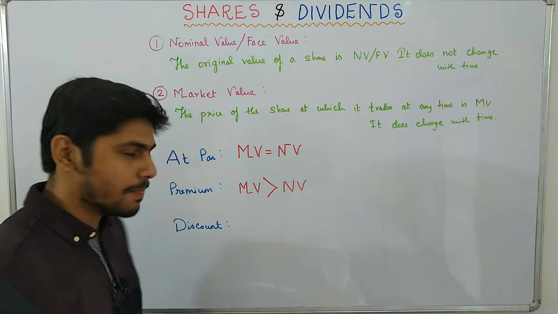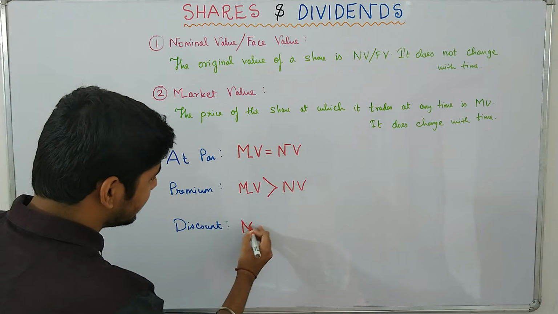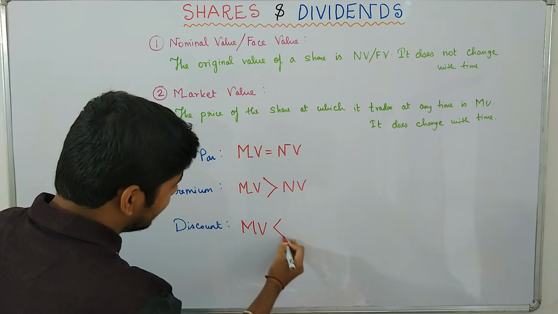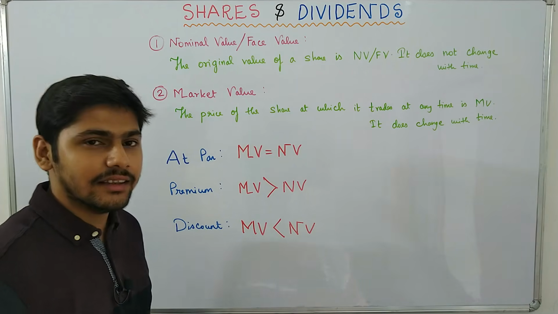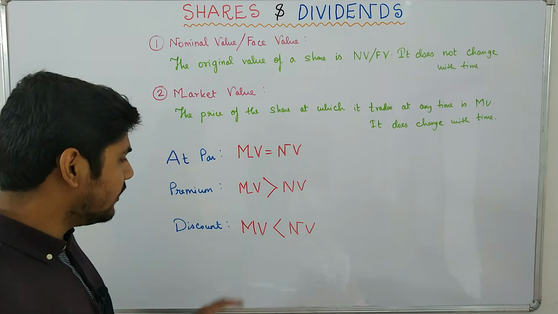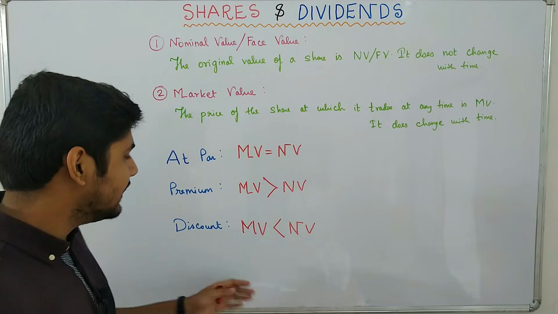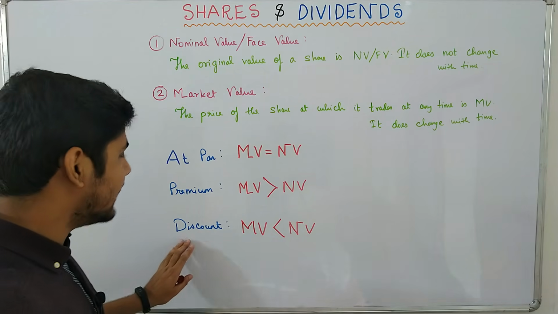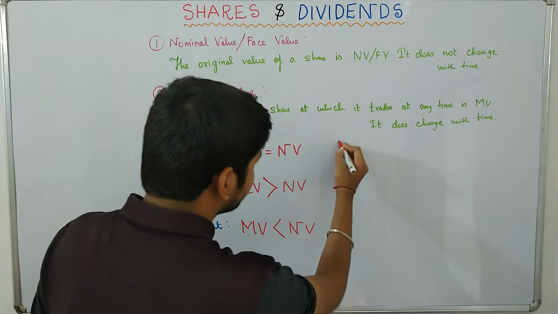Then we have finally discount. When the market value of a share is less than the nominal value of a share, we say that the share is being sold at a discount. So keep it in mind, when the market value is less than the nominal value, the share is being sold at a discount. Now I'll give you an example so that you have a better understanding.